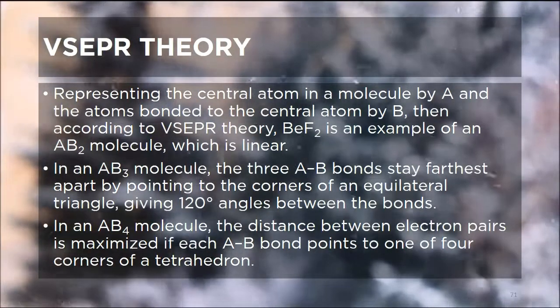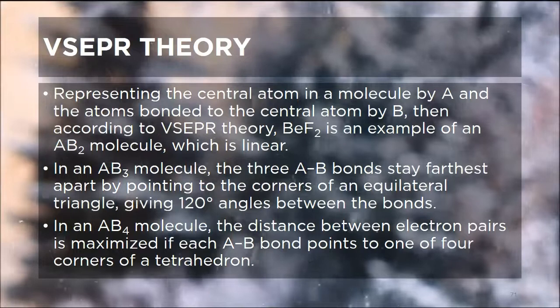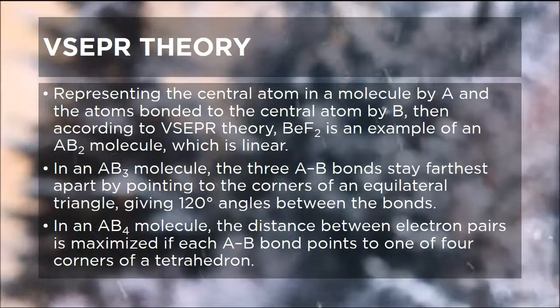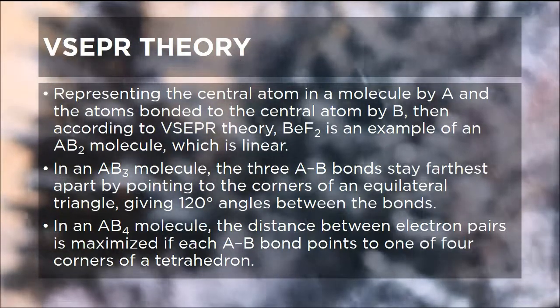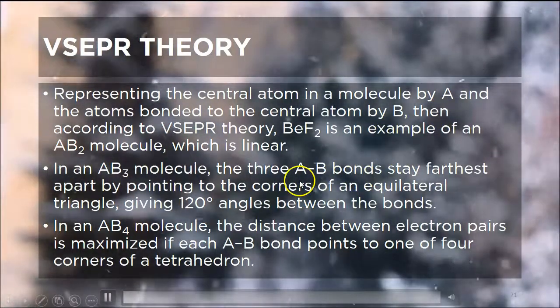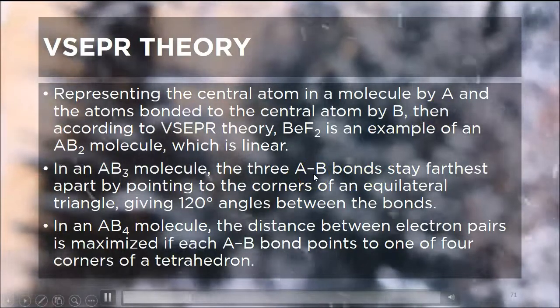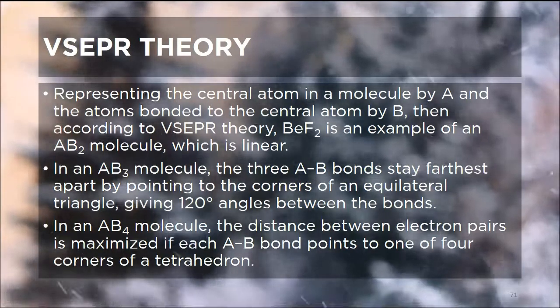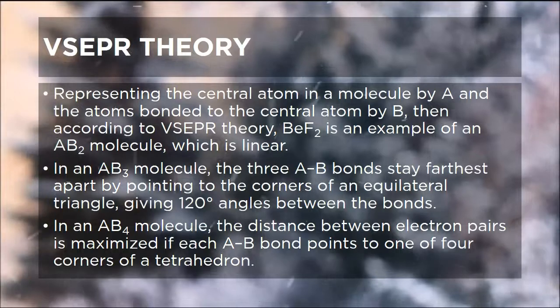There's also some other shapes we're going to look at. We have the idea that we would have a molecule with a central atom and you have 3 bonds around it. In that case, they're going to stay furthest apart by pointing to the corners of a triangle, making 120-degree angles between each other.